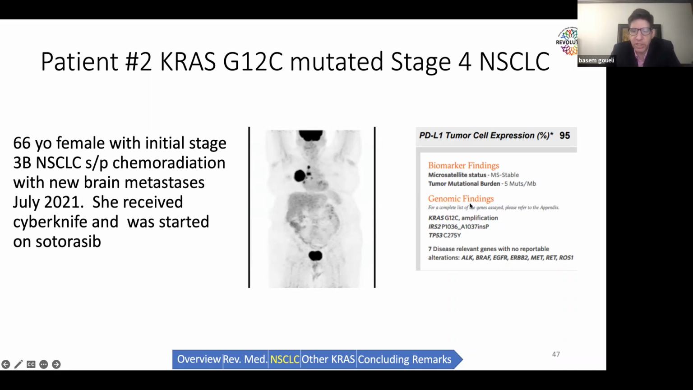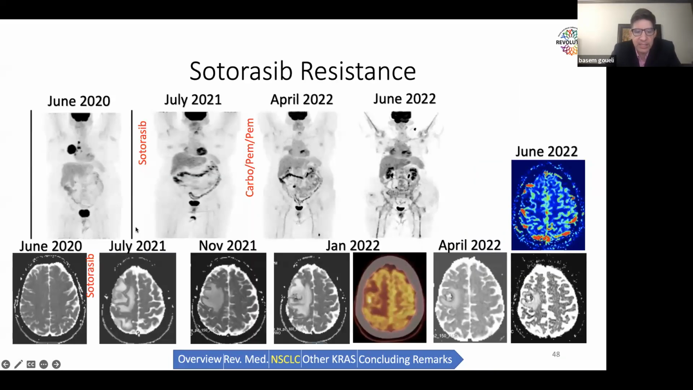Now, the idea here is that she had a KRAS G12C mutation with amplification. You can see she also had an IRS2 mutation and TP53 mutation, but the bottom line is she was KRAS mutated. Initially in 2020, when she presented, she had local regional disease, stage 3B, and she was treated with curative intent, but she did have brain metastases that she developed later on.